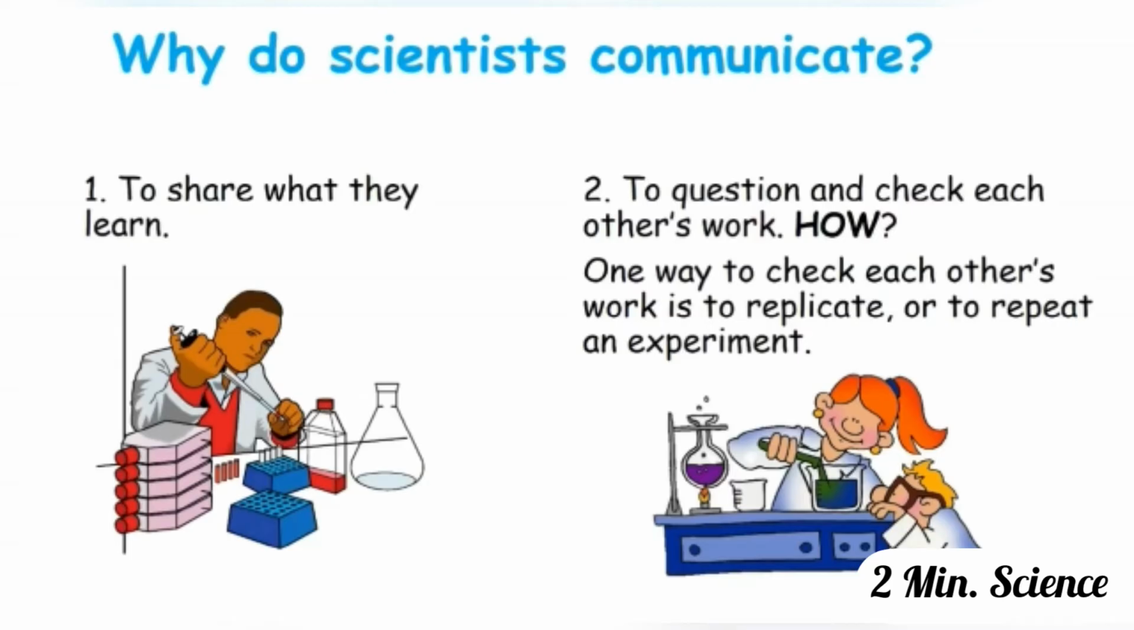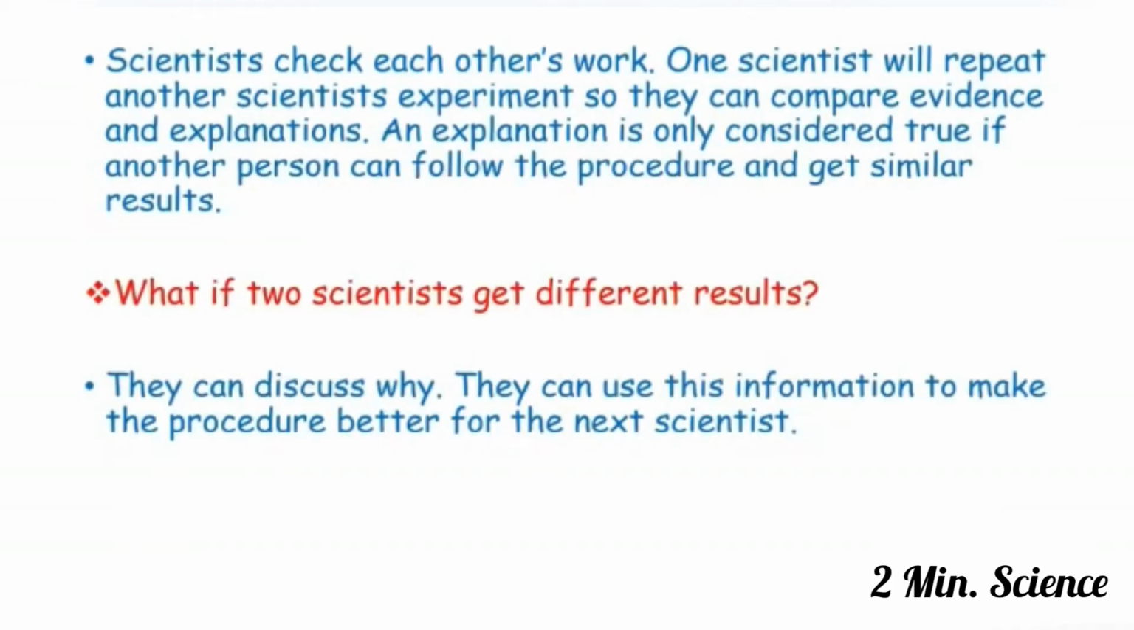How do they check each other's work? One way to check each other's work is to replicate or to repeat an experiment. Scientists check each other's work. One scientist will repeat another scientist's experiment so they can compare evidence and explanations. An explanation is only considered true if another person can follow the same procedure and get similar results.